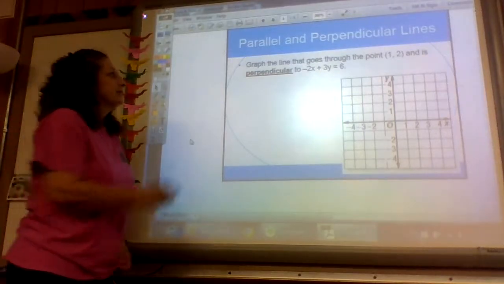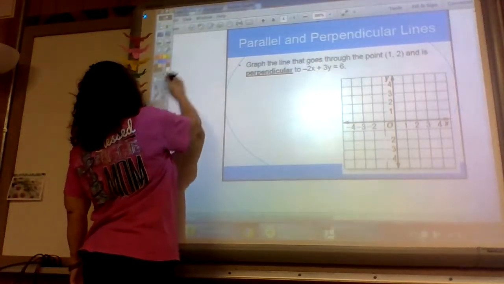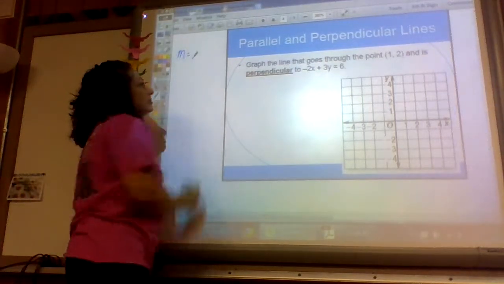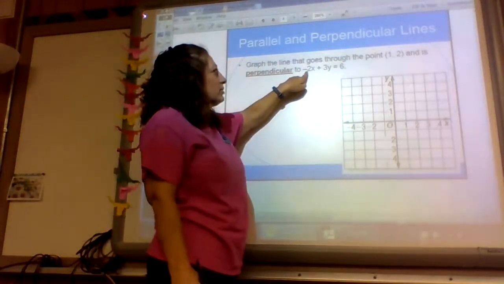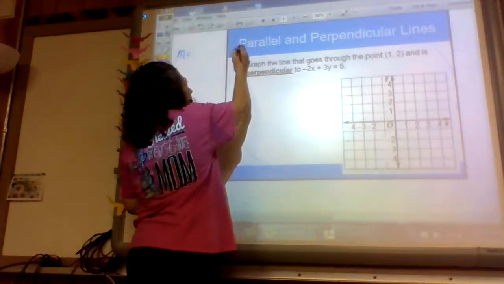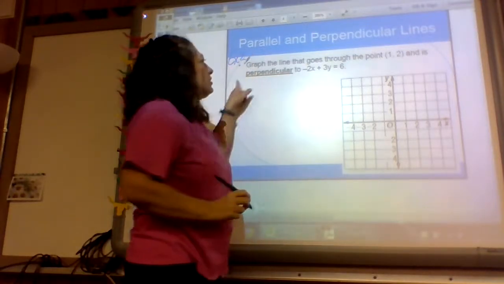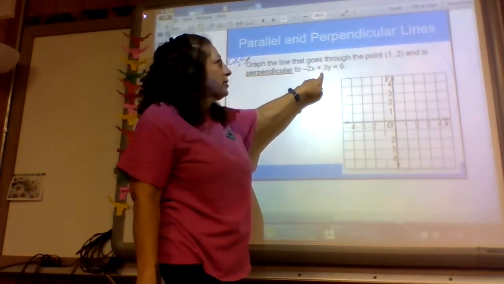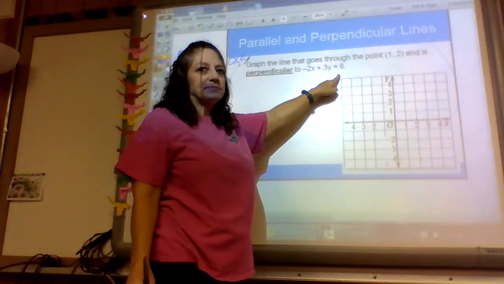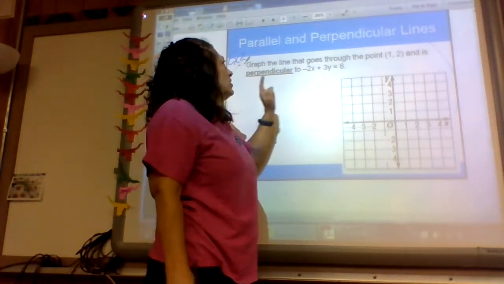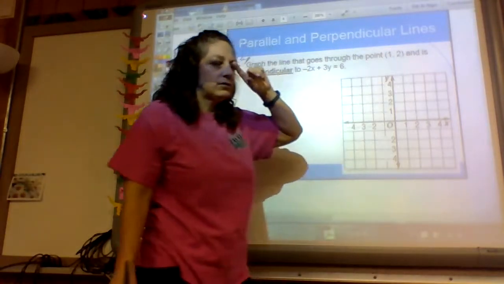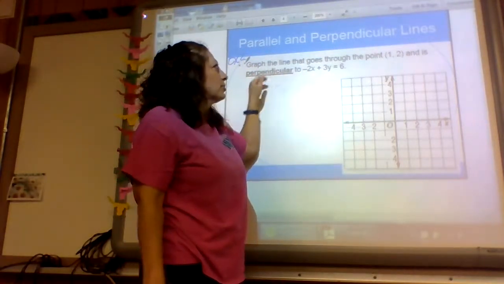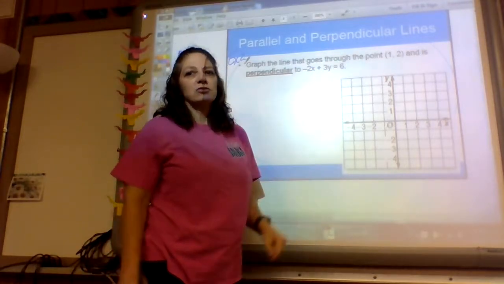All right, first step, find the m that we are going to use. So I want you to write it down. Go ahead and write your equation real quick. Equation of line, this is example 2. Equation of line is negative 2x plus 3y equals 6. We want a perpendicular line through the point 1, 2.